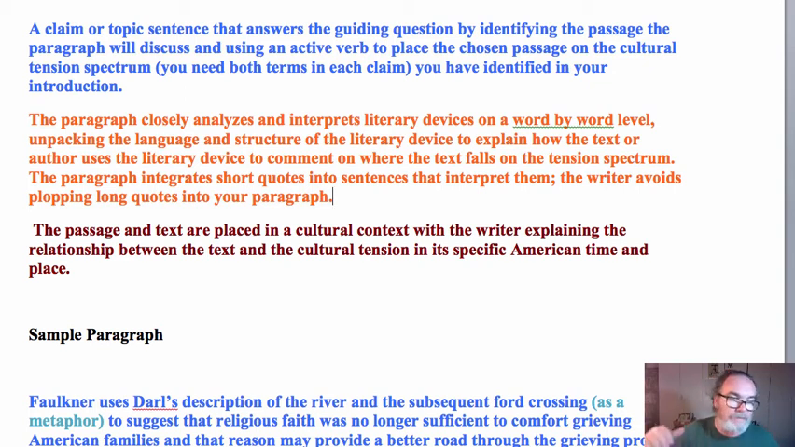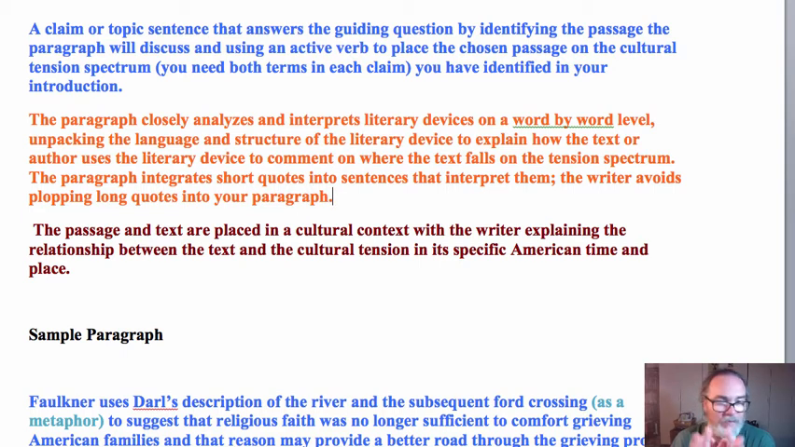So I want to take another way of looking at what our body paragraph should be doing by talking to you about color coding. I've set up a little system of color coding here where blue represents a claim, orange represents the language analysis of literary devices, and brown or red or whatever color that is represents the cultural context. So these are the three things we want to do.